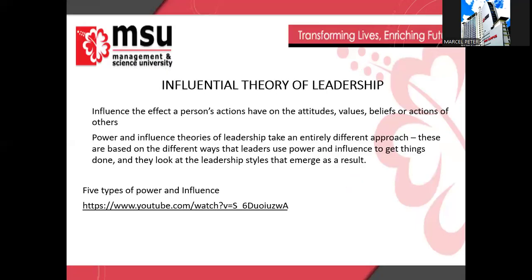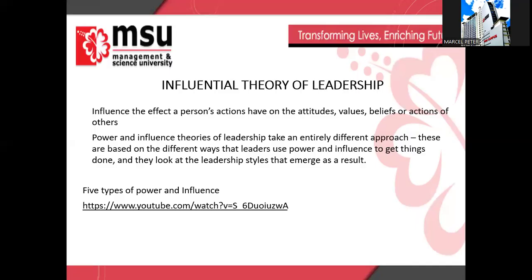Next, we will learn about the influential theory of leadership. Here, the theory focuses on influence and power. Influence means the effect a person's actions have on other people's attitudes, beliefs, values, or behavior. And according to this theory, leadership is not about positions or titles. Leadership is about how leaders use influence to get things done.